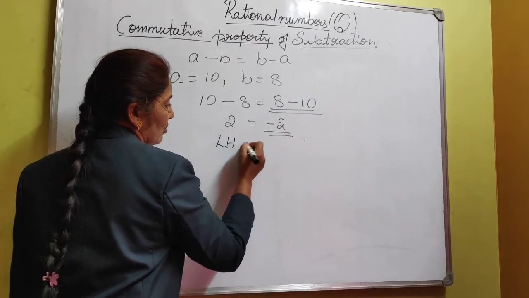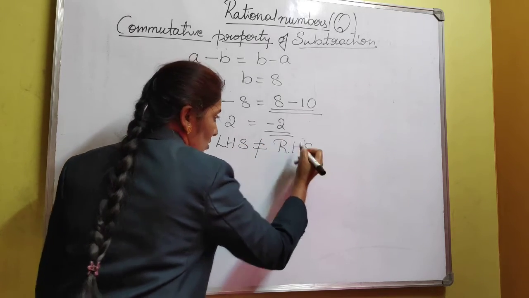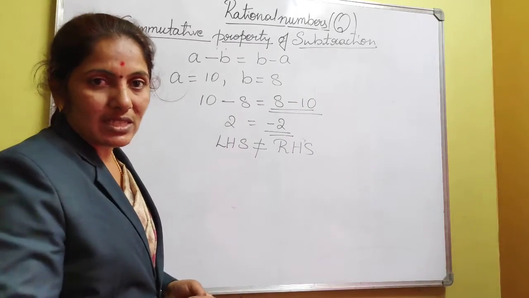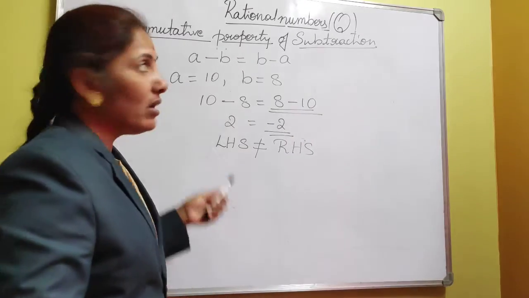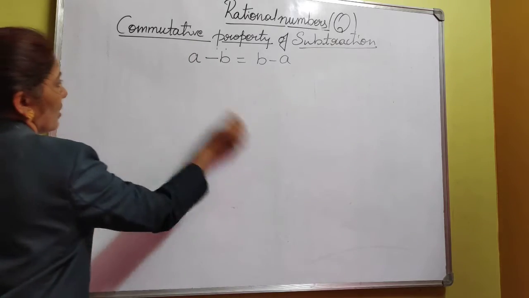What is it I can conclude here? LHS is not equal to RHS. If this is not satisfied, we can check even for the rational numbers. In the same way, subtraction does not hold good even under what? Rational numbers. I'll show you through a small example here.